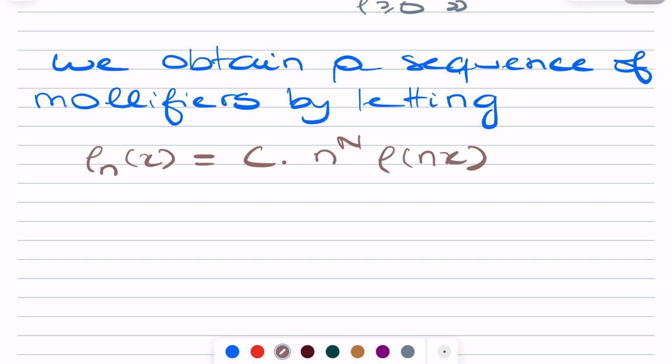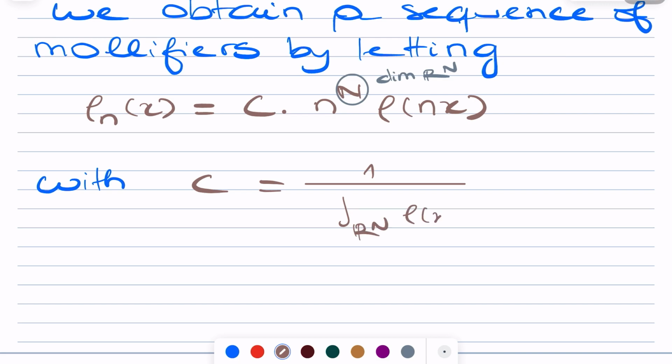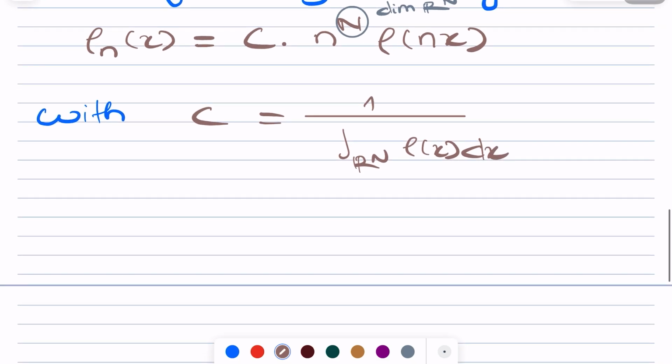Observe that this capital N is exactly the dimension of R^n, and c is just a normalizing factor, with c being equal to 1 over the integral over R^n of rho of x dx. Okay, good.